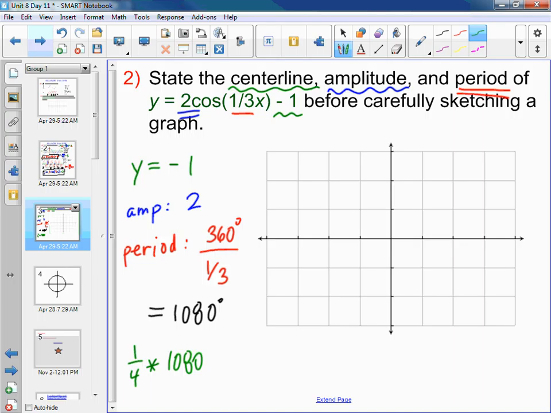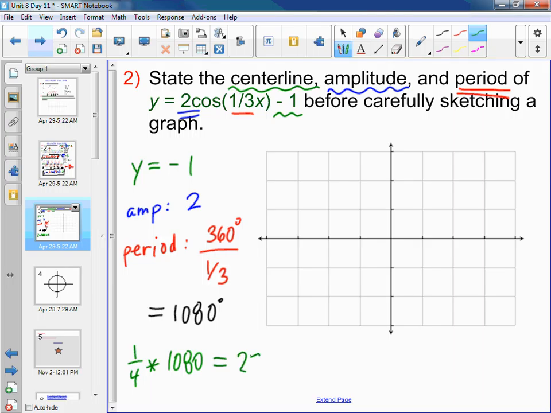I know that a key feature on my sine wave occurs every quarter period. Max, intercept, min, intercept, max, intercept, min, intercept. So figuring out the quarter period will make it easier to graph. So I go ahead and do that, and yikes. 540, so 270, so 270, 270?